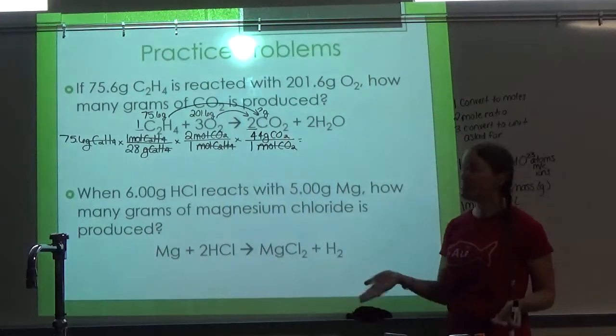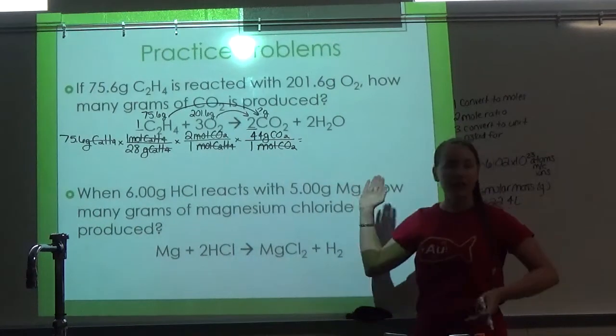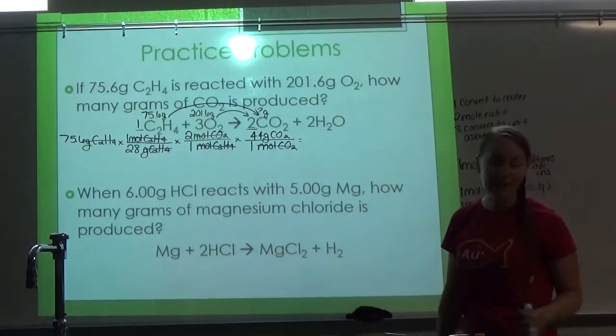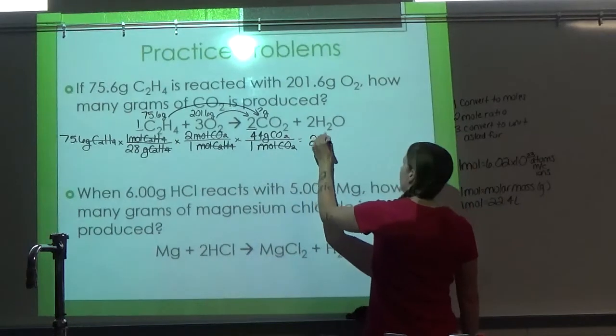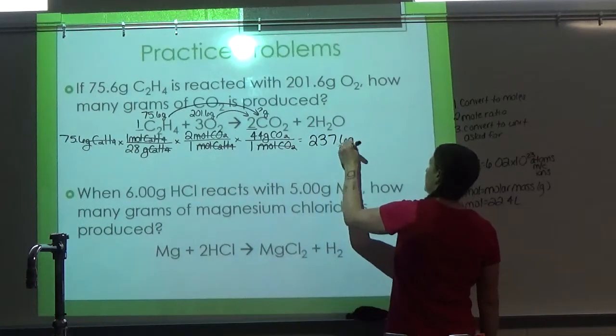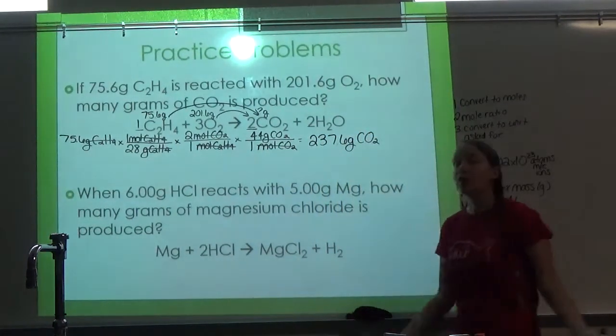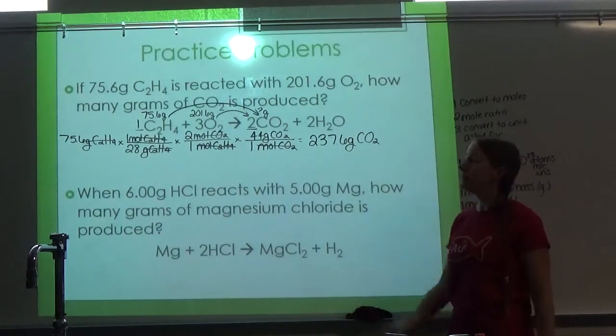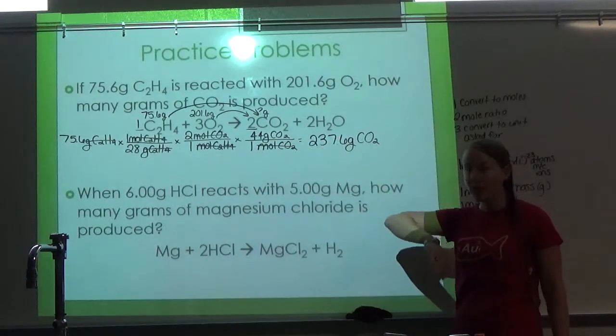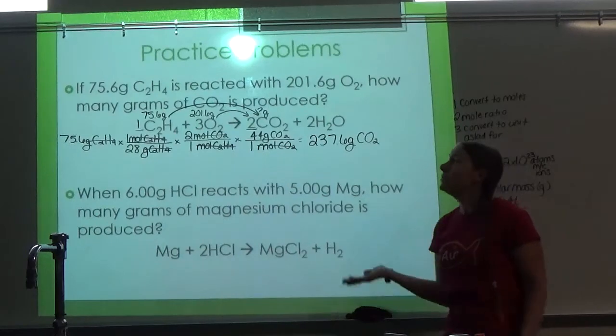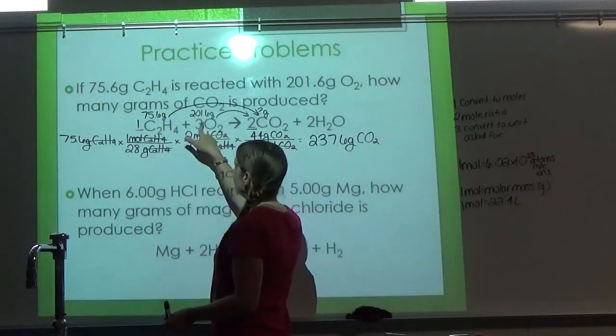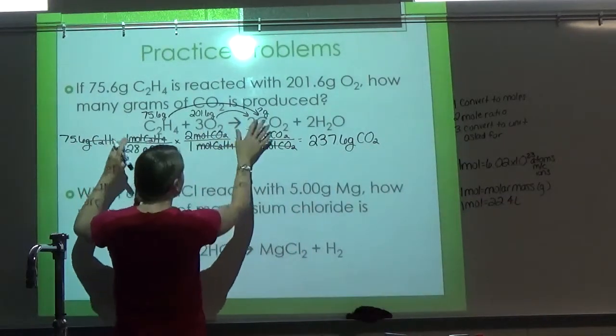Last step is I'll multiply across the top, divide across the bottom. Make sure you're trying that and you can get these answers. So I get 237.6 grams of CO2. Now we don't know if that's the correct answer yet or not. We have to look at oxygen also. So then we do another 3-step problem, but this time we're going to focus on the oxygen.